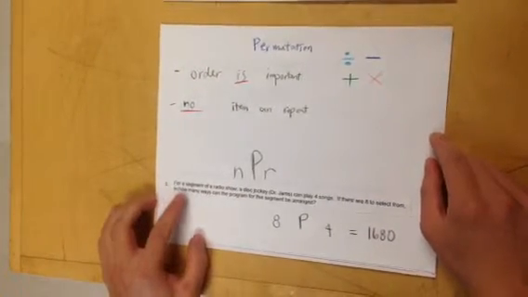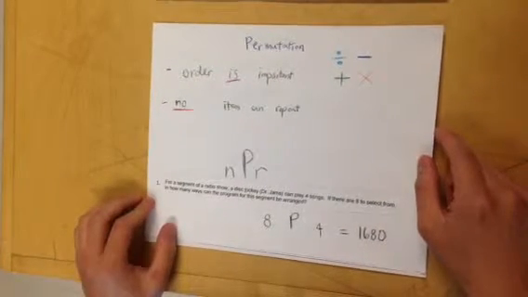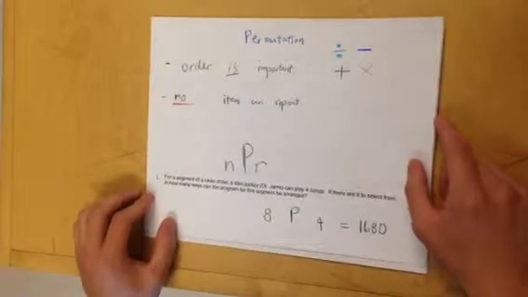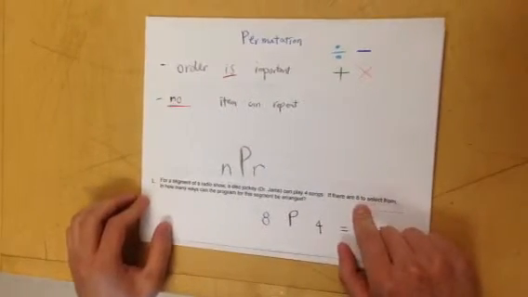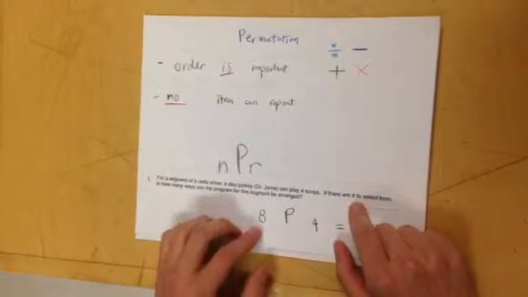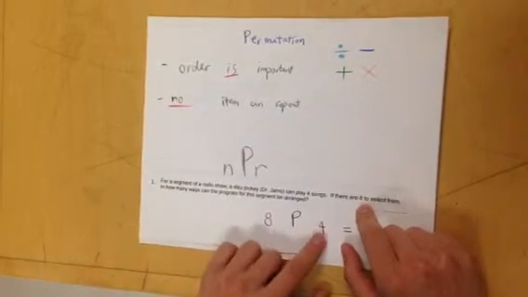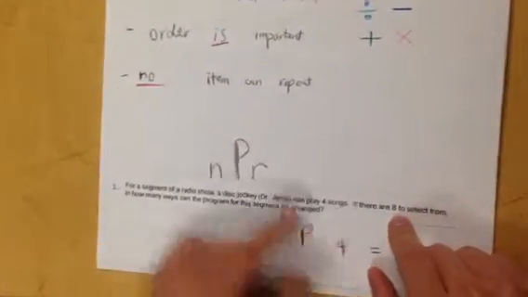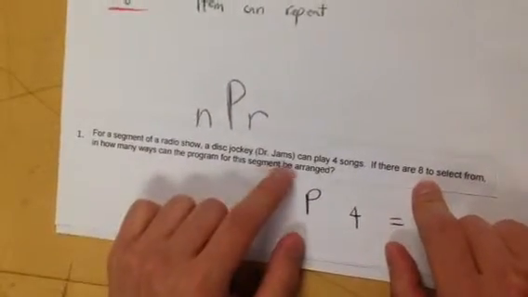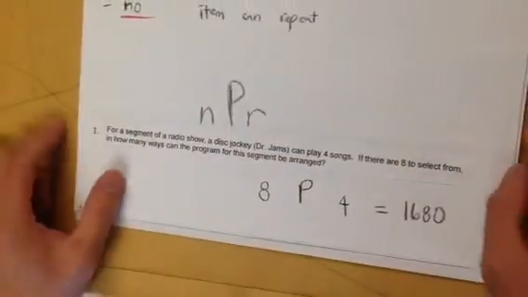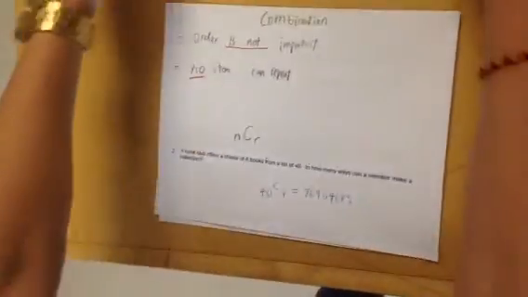So here's the example problem. For a segment of a radio show, a disc jockey can play 4 songs. If there are 8 to select from, in how many ways can the program for this segment be arranged? So now here we can see 8 is the overall sample size we're choosing, so 8 is N. And 4 is how many we're picking from, so 4 is R. And we have to use permutation because the order does matter for this problem. And you put this in your calculator and your answer is 1,680.